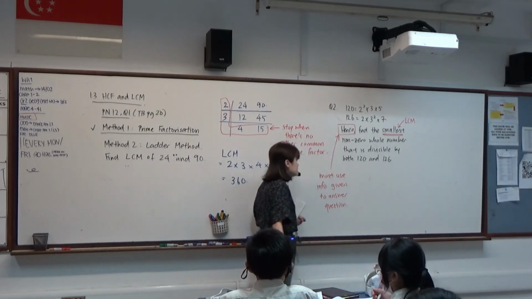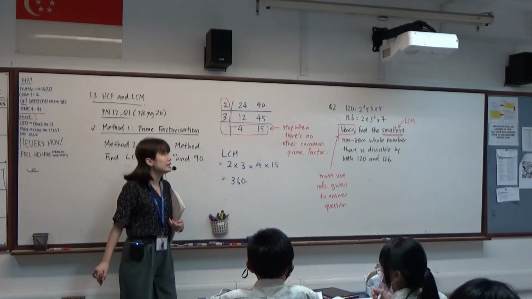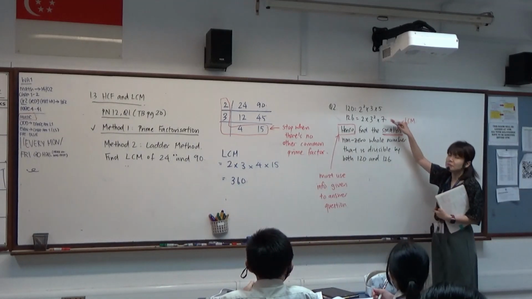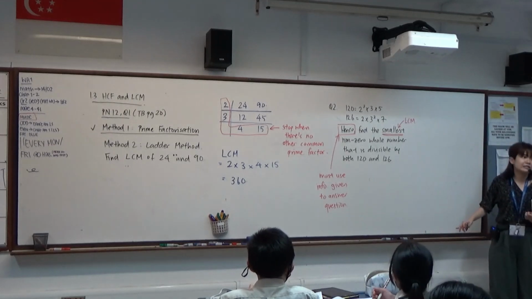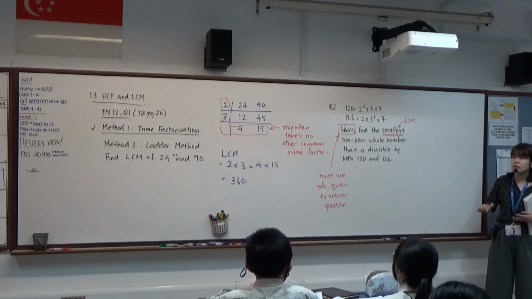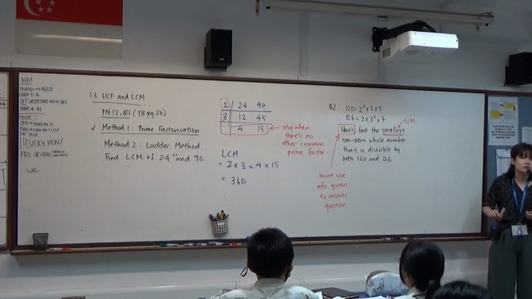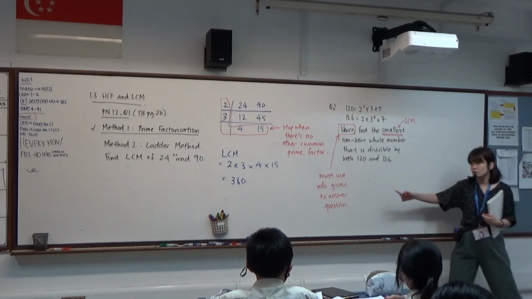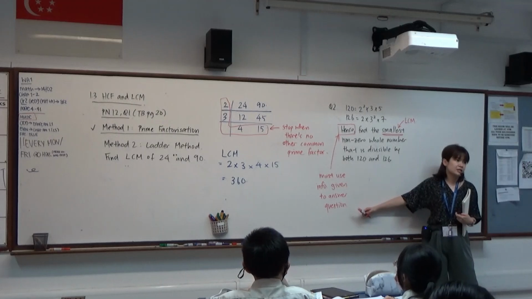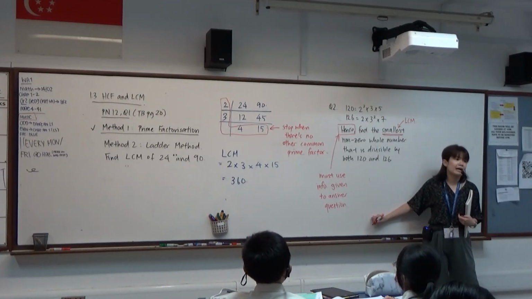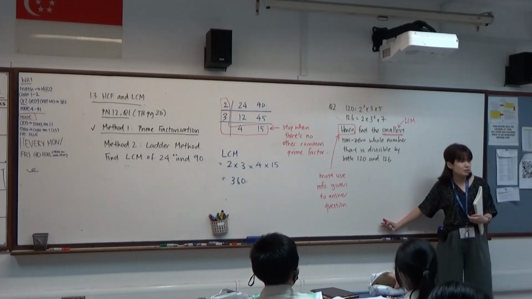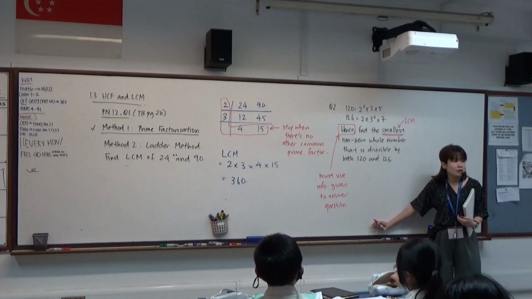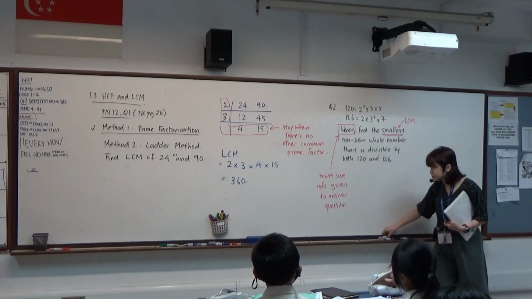So you must use the info given to answer the question. In this case, the information given to you is the numbers already in their prime factorized form. So you must only use the prime factorization method to solve this question. What if you choose not to do the prime factorization method? Even if you get the correct answer, you do not get a single mark, because the method itself is not correct. So this is an important thing to take note.